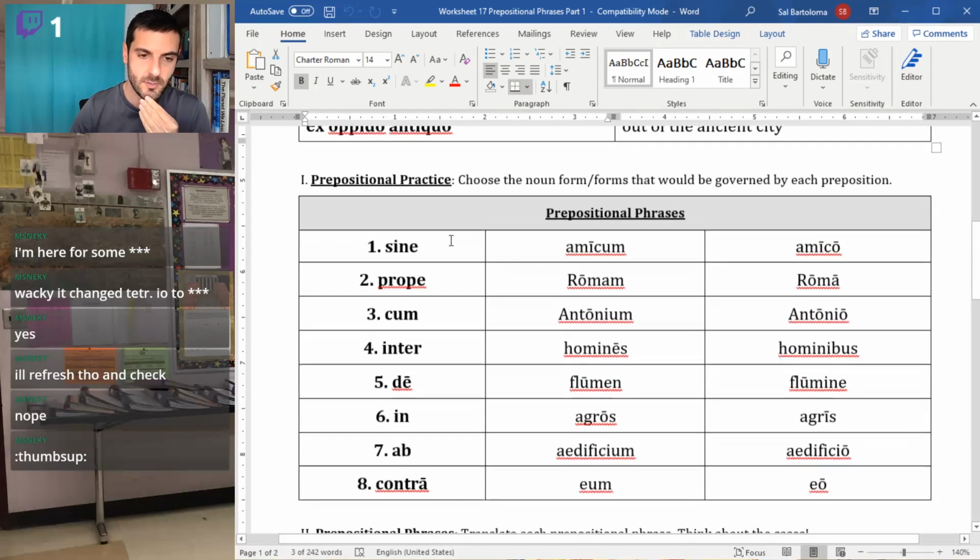Because they take a particular case. We want to get used to seeing prepositional phrases. They're going to all kind of look the same. So Mark, it's all you.